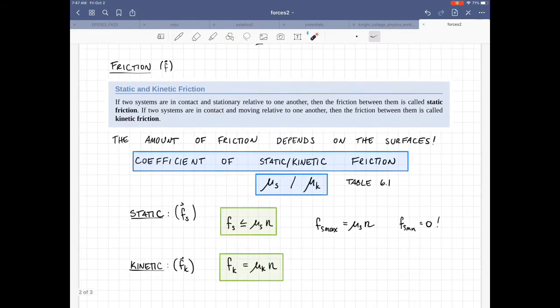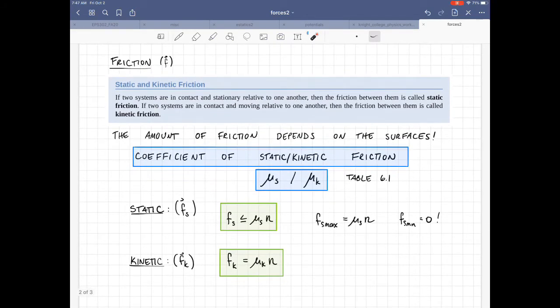Now, the amount of friction that exists between surfaces depends on a few things, but one of the things it depends on is the type of surfaces that are in contact. This gives rise to something that we're going to use throughout all of our friction problems called the coefficient of friction. There are coefficients of static and kinetic friction, pronounced mu sub s and mu sub k. If you look in table 6.1 in the book, there's a list of coefficients for various surface contacts.